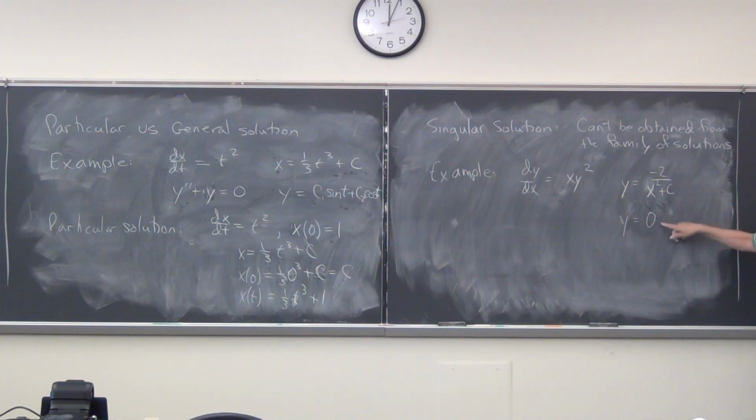But it's not a solution that you can get by choosing a particular value of c. There's no value of c that's going to give you the constant 0 function. So this is what we call a singular solution. That's what we mean by singular.